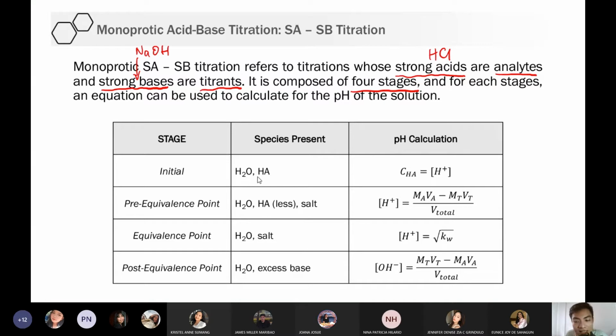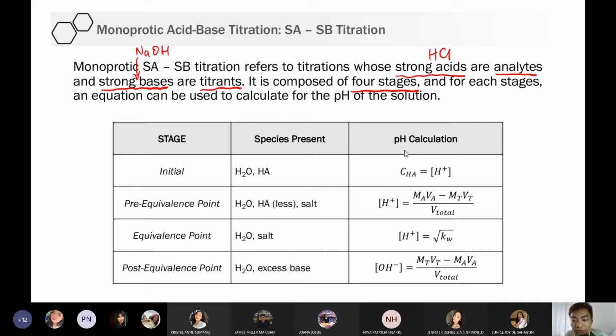And then you have the acid, pero sabi ko dito, less. Bakit less? Kasi, pag nagdagdag ka ng base, ano nangyayari sa acid? Nagre-react sila to form the salt. Ibig sabihin niya, mababawasan yung acid mo talaga. And you have the salt na. Ito yung mga species na present sa atin.